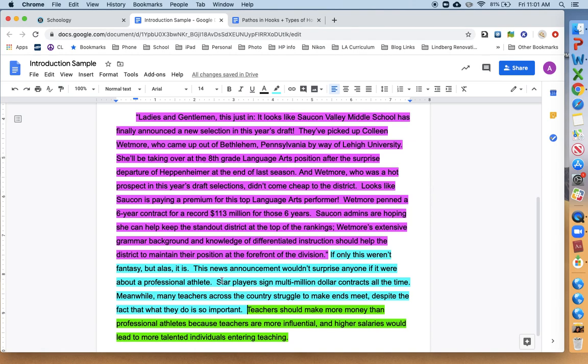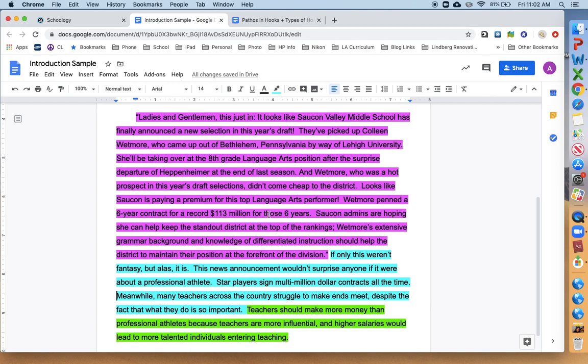Star players sign multi-million-dollar contracts all the time. Meanwhile, many teachers across the country struggle to make ends meet, despite the fact that what they do is so important. Teachers should make more money than professional athletes because teachers are more influential, and higher salaries would lead to more talented individuals entering teaching.